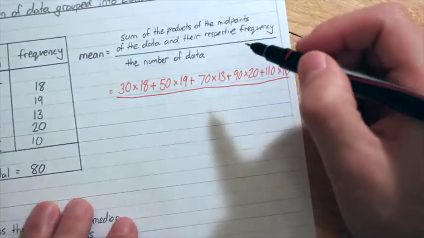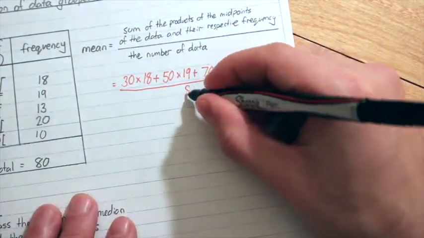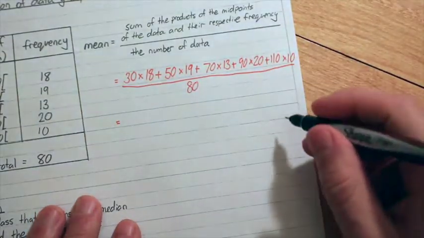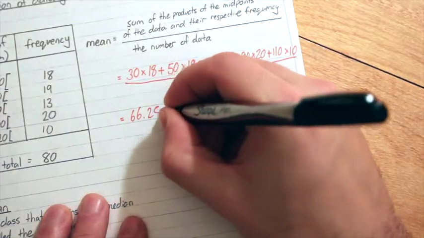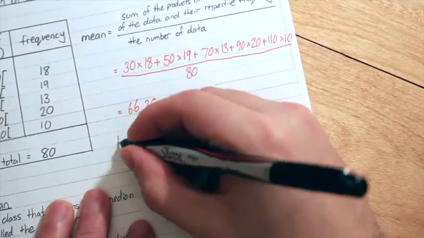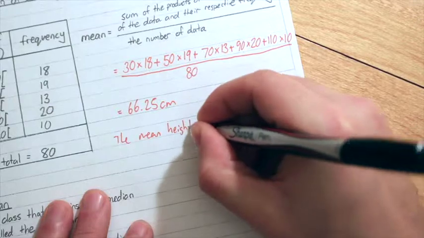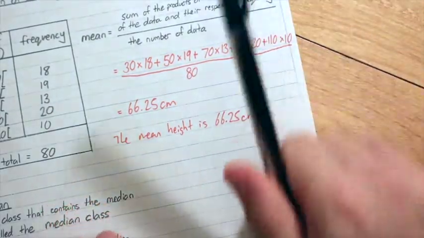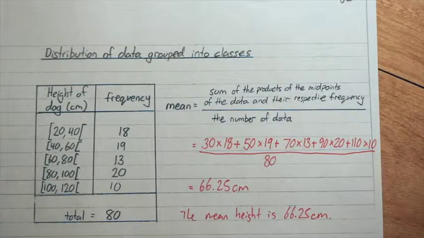Again, dividing by the number of data, which is the frequency all added up. In this case, it's 80. Punch that into your calculator, and you're going to get 66.25. The unit is centimeters. So the mean height is 66.25 centimeters. Can't forget our units, because this is a real life example.